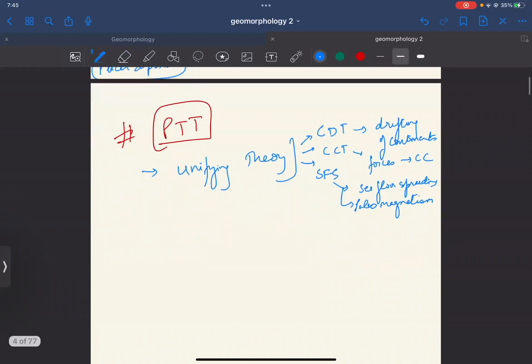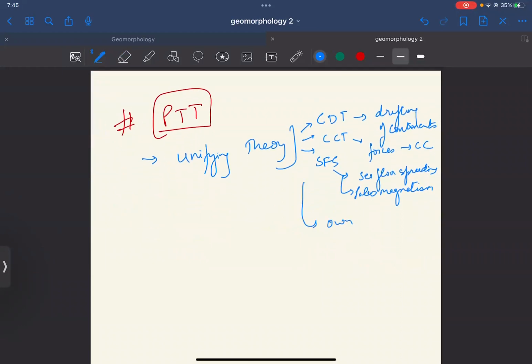Along with this, it gives its own concepts. What concept does it give? Plates. What it says is, now it doesn't talk about any continents. It doesn't talk about crust. It talks about lithosphere. So what are plates? The lithosphere region, crust and upper part of mantle, which is floating over the asthenosphere. That lithosphere part is broken into parts, which are known as plates.